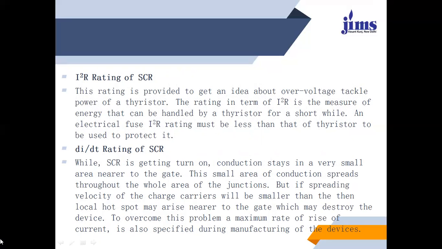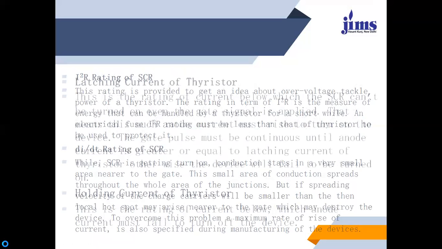Next will be the di by dt rating of the SCR. While the SCR is getting turned on, conduction stays in a very small area nearer to the gate. This small area of conduction spreads throughout the whole area of the junction, but if the spreading velocity of the charge carriers is smaller, then a local hotspot may arise nearer to the gate, which may destroy the device. To overcome this problem, a maximum rate of rise of current is also specified during manufacturing of such devices.